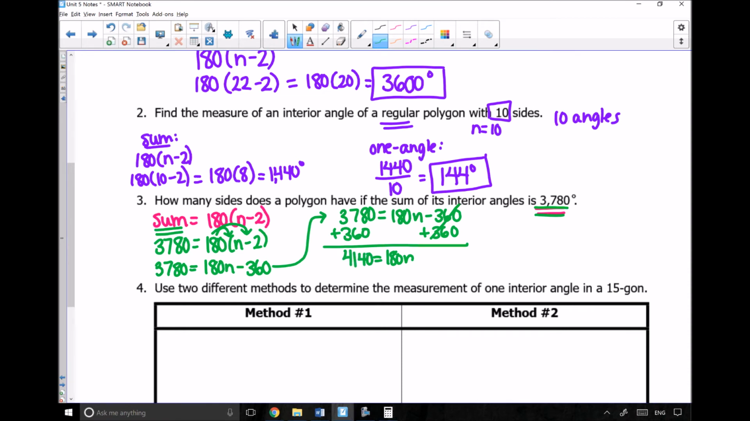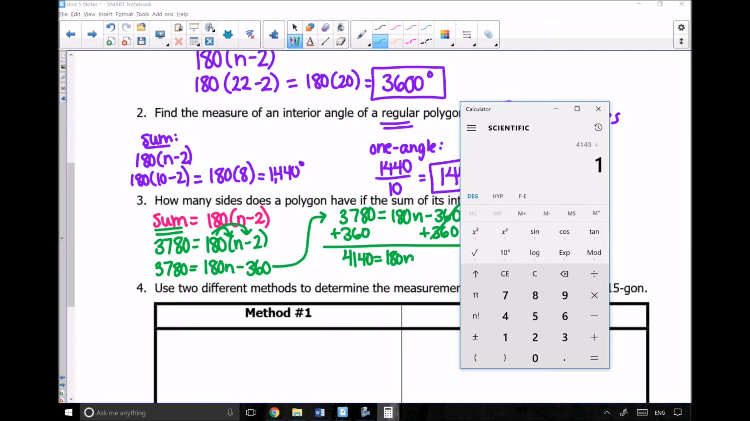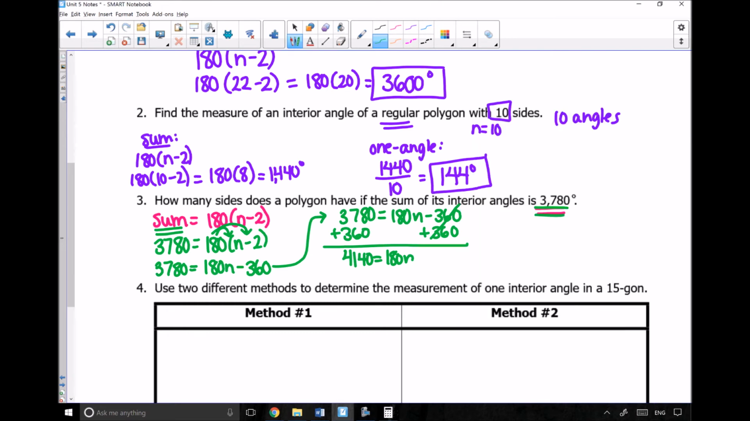Okay, now my last step is just to divide that by 180. And I get 23. So n equals 23. So how many sides does a polygon have if the sum of its interior angles is 3,780? 23 sides.